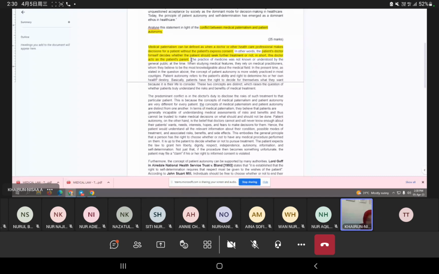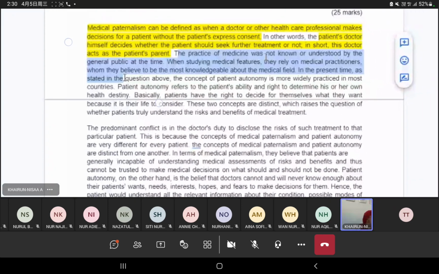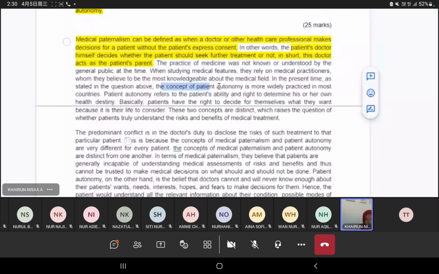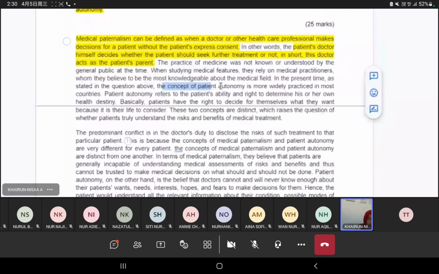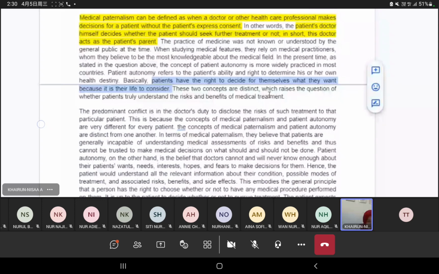And then why was this position accepted? Because at that time, medicine was not understood by the general public, so they rely on medical practitioners' knowledge. But now, in the present time, the concept of patient autonomy is more widely practiced. And then followed by the definition of patient's autonomy, and then a simple explanation or elaboration of what autonomy is.